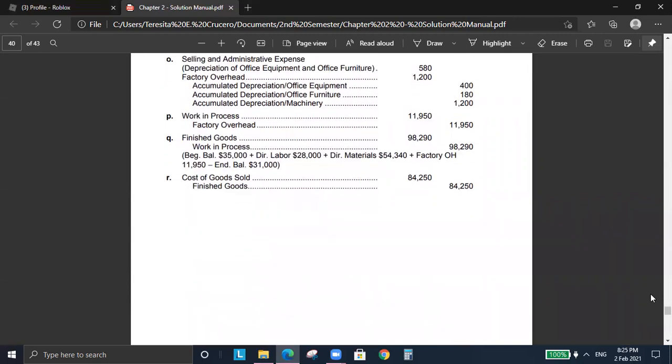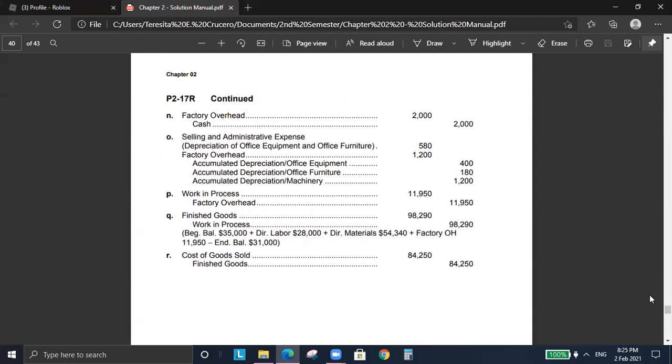Now we go back to requirement number 3. We post the journal entries to the accounts, setting up any new ledger accounts necessary. Only controlling accounts are to be maintained. However, show the calculation for the cost of materials used.